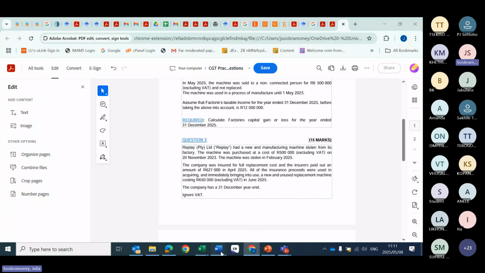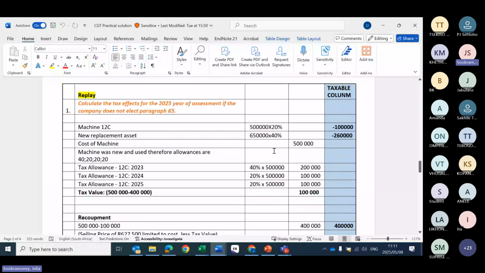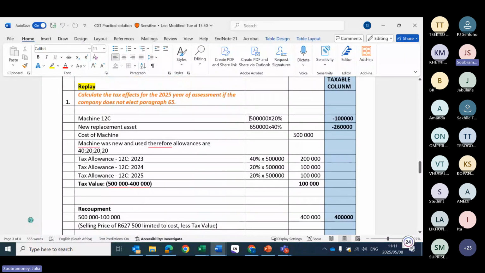Right, the tax effect. The machine that was stolen, I still used it before it was stolen, so I can still get my allowance of 20%. We purchased this machine in 2023. So in 2023, we got 40%. 2024, we got 20%. And 2025, we get another 20%. Okay, so that is how I got the 20% for the students who are wondering. Then I got a new replacement machine and I brought it into use immediately. 650 multiplied by 40%. Now let's deal with the stolen machine.